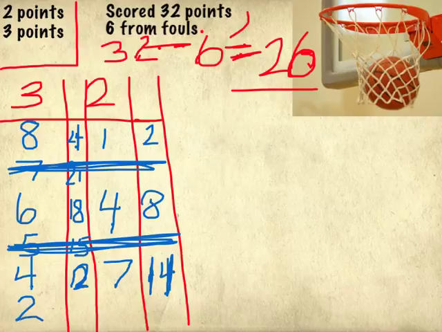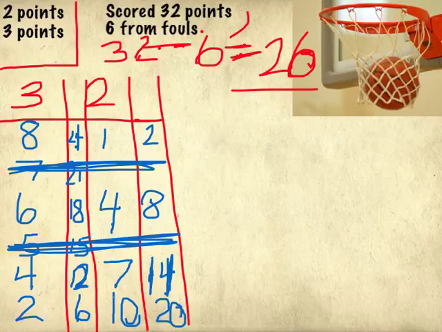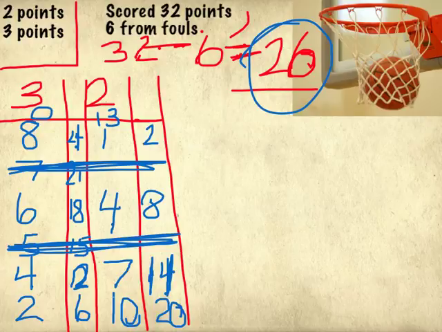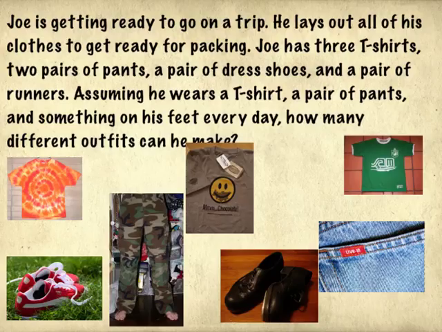But if I have 2, then that's going to give me 6, and 10 of these bad boys will give me 20, which will make 26. 1 won't work for the 3, but 2s, I could have 13 2s as well. So I don't have room for that on my chart. I'm going to squish it in really tiny up here. And those are all the different ways that she could make 26 points from 2 and 3 point shots. So here's a problem for you to try.